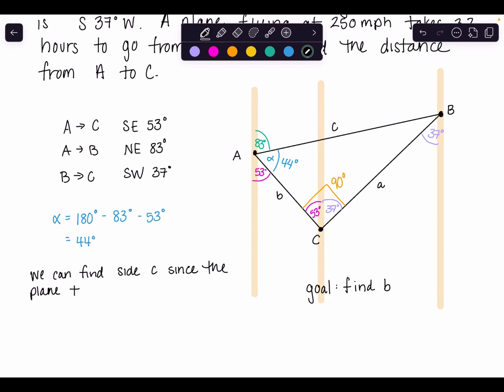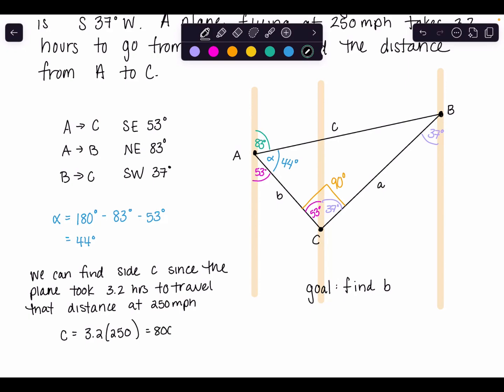since the plane took 3.2 hours to travel that distance at 250 miles per hour. So they flew 250 miles per hour for 3.2 hours. Side C is then just found by multiplying the two. So 3.2 times 250 gives you 800. So side C is 800 miles.